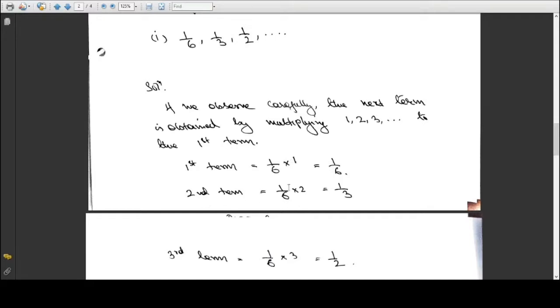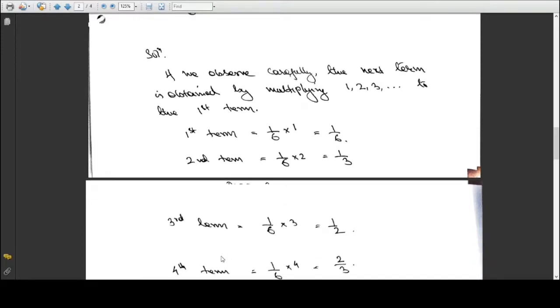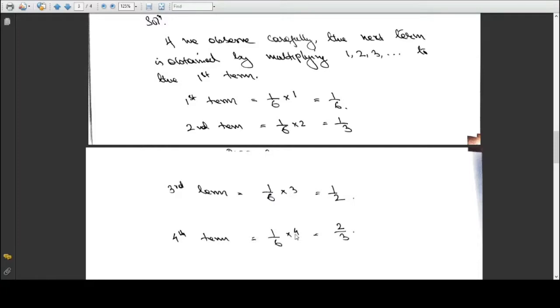Second term you are getting 1 by 6 multiplied with 2, isn't it? The third term you are getting 1 by 6 multiplied with 3. Now what will be the fourth term? Going by this rule, the fourth term will be 1 by 6 multiplied with 4, isn't it? Therefore the fourth term will be 1 by 6 multiplied with 4, cancelling this 4 and 6, 2 2 is 4, 2 3 is 6, you are getting 2 by 3 as the fourth term.